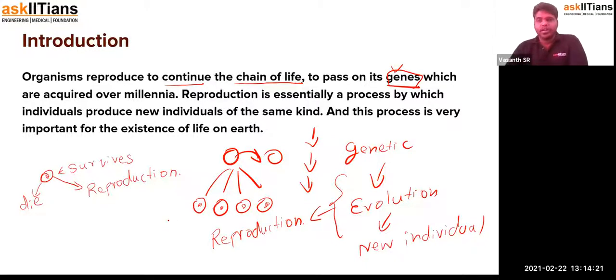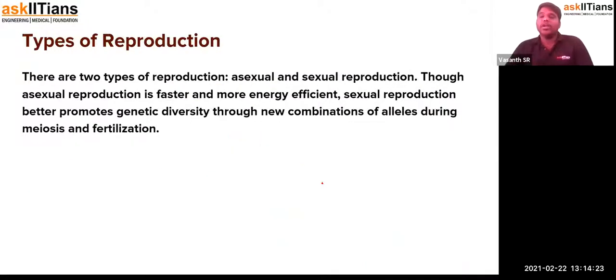So let's get to the next slide. There are different types of reproduction, as we have already narrated. I've just briefed; now you're going to learn them in detail. There are two different types of reproduction. One is sexual, another one is asexual. So which one came before?